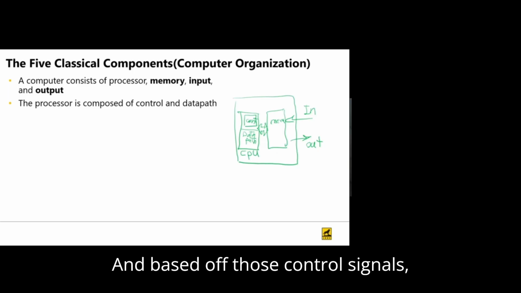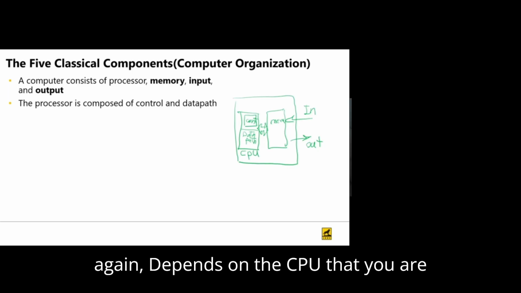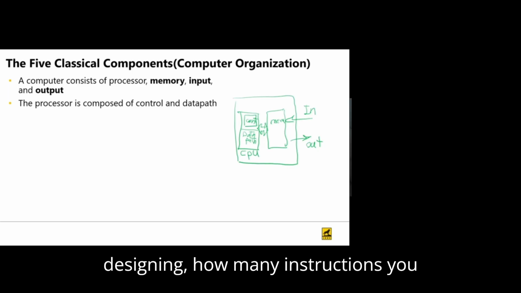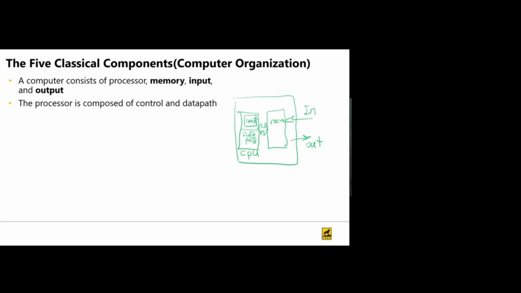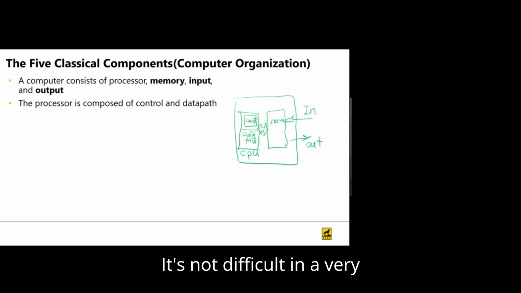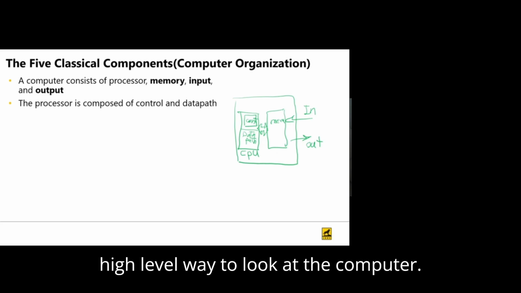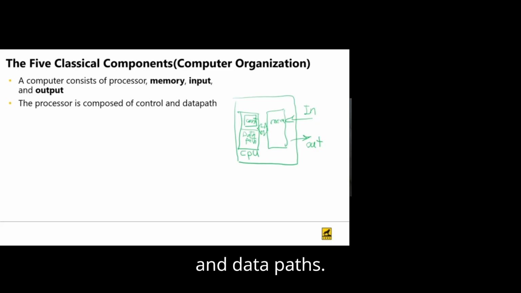And based off those control signals, this data path, including some shifter, adder, subtractor, and again, depends on the CPU that you are designing, how many instructions you have, and those controls. When the pulse comes, the instruction gets executed. That's it. It's not difficult at a very high level if you look at the computer. So the processor is two parts: control and data path.